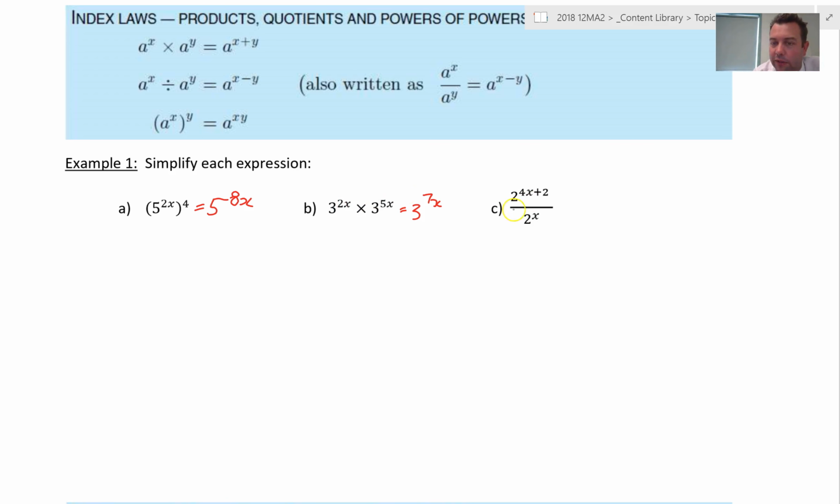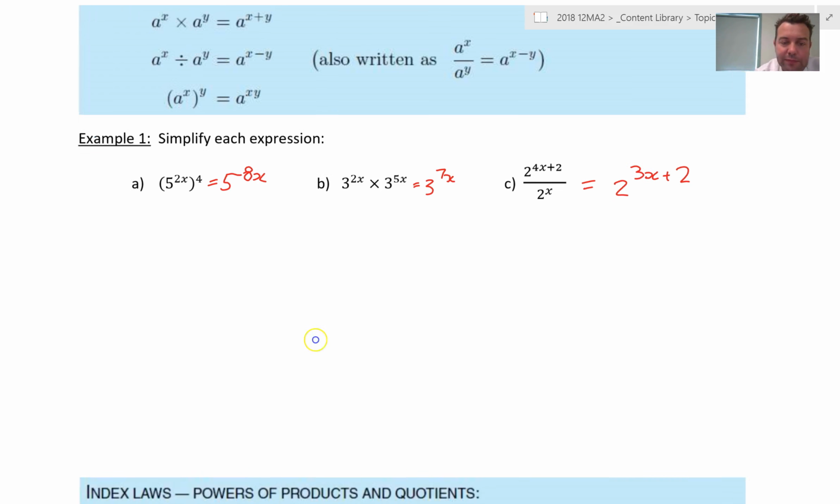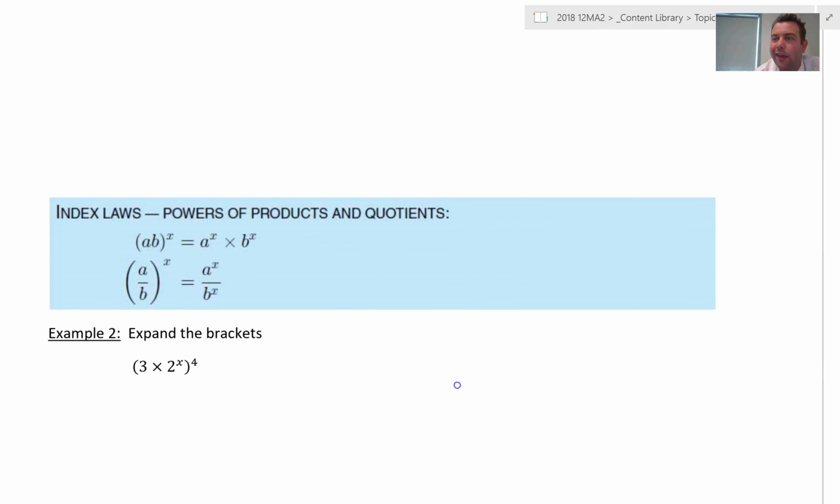Now over here, again, we have the same base of 2, so we subtract the exponents. 4x plus 2 minus x is 3x plus 2. Okay, be careful, we're not messing with the base there. It's all about that base.